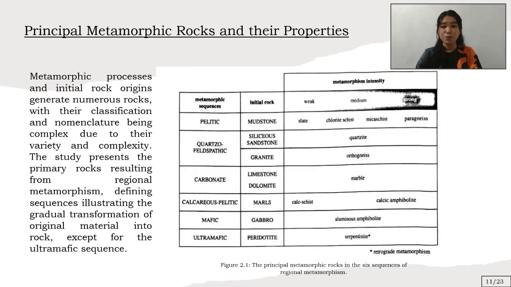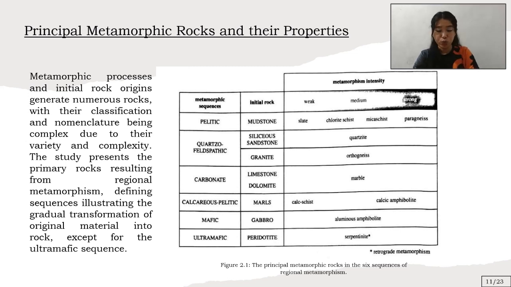Moving forward, let us proceed to the principal metamorphic rocks and their properties. Metamorphic processes and initial rock origins generate numerous rocks, with their classification and nomenclature being complex due to their variety and complexity. The study presents the primary rocks resulting from regional metamorphism, defining sequences illustrating the gradual transformation of original material into rock, except for the ultramafic sequence.